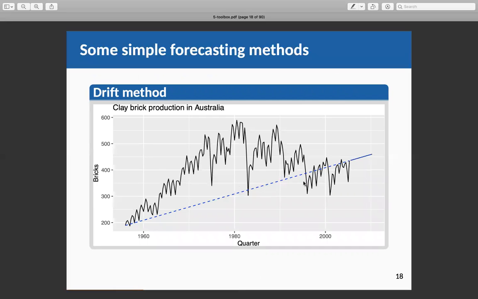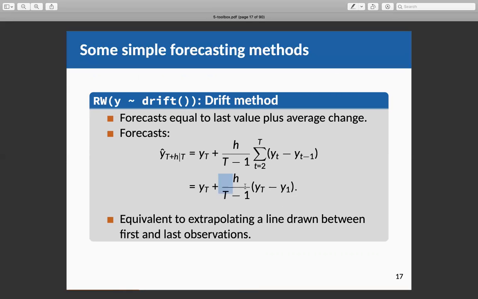Well, yeah, this is the graph. As I said, it takes the first and the last observation, and then takes the trend based on this equation, h divided by T minus 1.